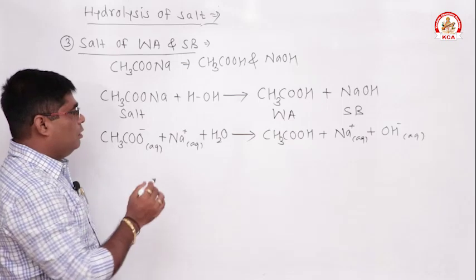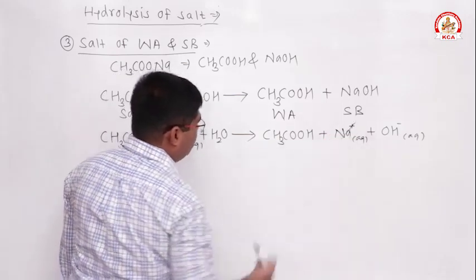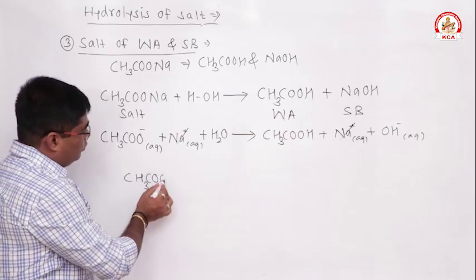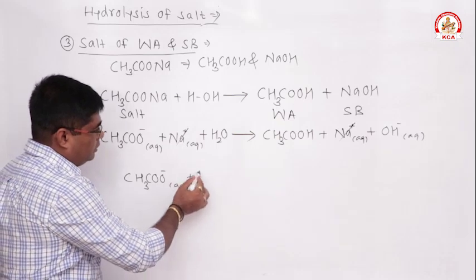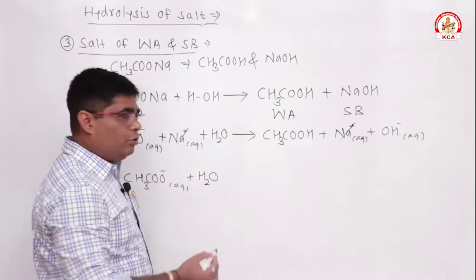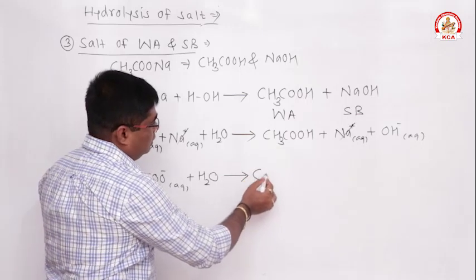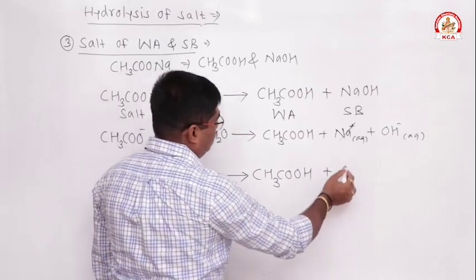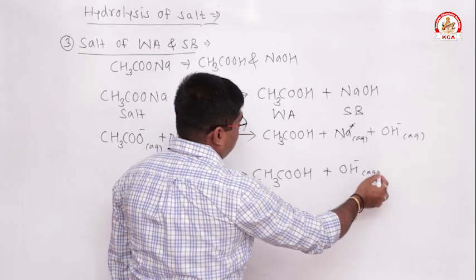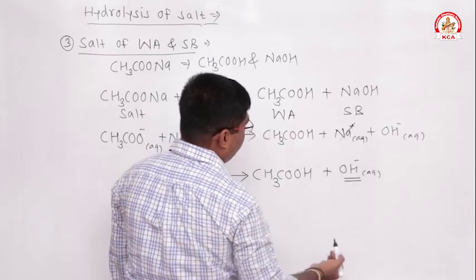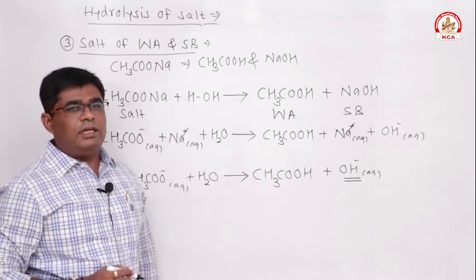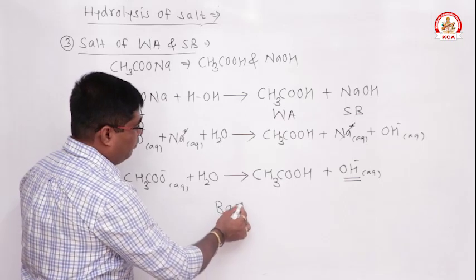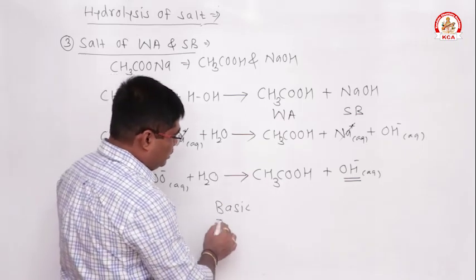Now, which are the common ions? Na plus gets cancelled. What is remaining? CH3COO minus, aqueous, reacts with H2O, that gives CH3COOH and then OH minus, aqueous. So this final solution contains OH minus ions, and the presence of OH minus ions represents the basic nature. So what is the nature of this solution? Basic nature. This solution is basic.